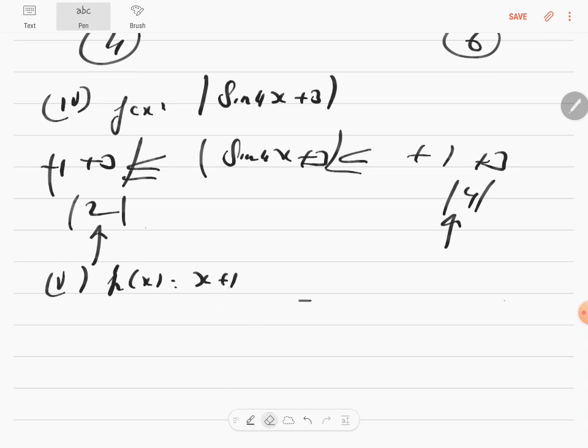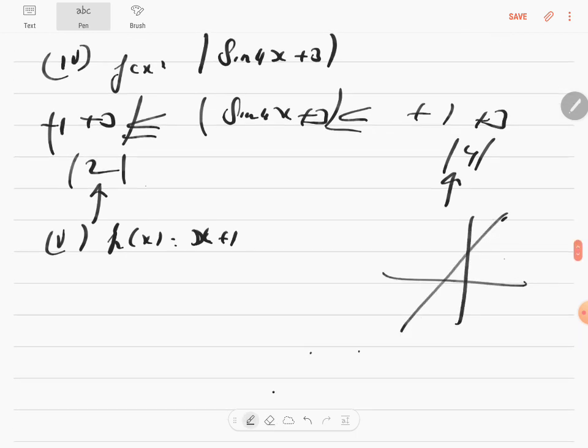If h of x is equal to x plus 1, x can be from minus infinity to plus infinity. Adding a plus 1, you cannot define a maxima and minima, especially because it's a linear function. Can you see this graph is like this? It's a linear function. But in this question, they've given from minus 1 to plus 1. So from minus 1 to plus 1 also, the graph goes like this.